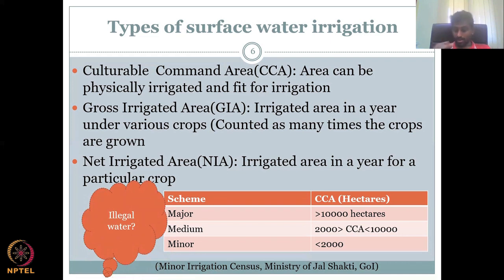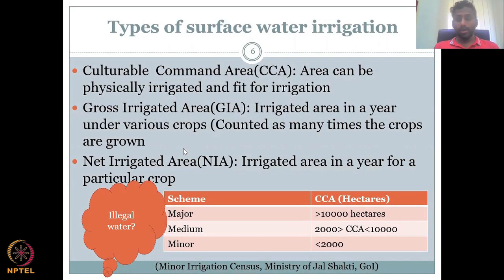On all these schemes, there are issues of illegal water use. You can have a culturable command area or a gross irrigated area. However, there could be some farmers or some people who would want to extract the water without giving due credit to the government as taxes or in numbers. If you don't give the numbers, then the farmers who are downstream, who are actually legally using the water, will not get water, because the dam control person would say, okay, I have this gross irrigated area, I'm going to release the water. However, if the water is being consumed by other illegal means, then there is a loss.